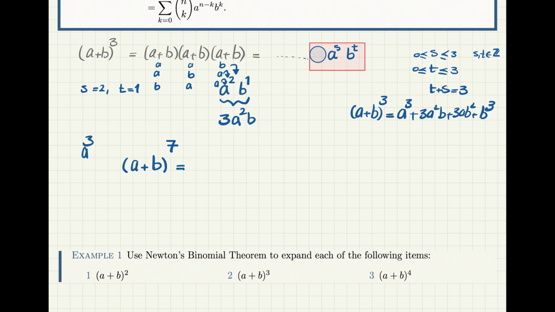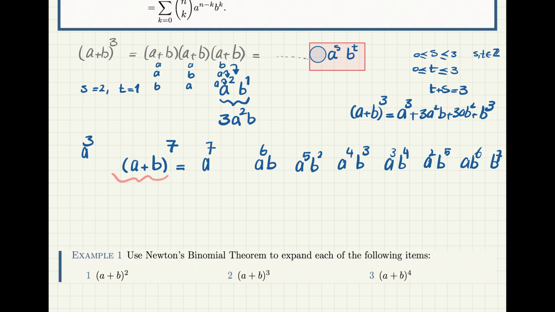but this time s plus t should be 7. Okay, so how many possibilities are there? I might get a to the power of 7, or I might get a to power 6b, or I might get a to power 5b², a to power 4b³, a to power 3b⁴, a to power 2b⁵, a b⁶, and finally b⁷. These are the only possibilities that I will face after this expansion.